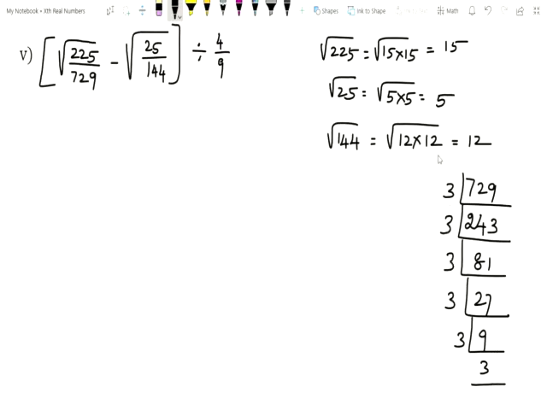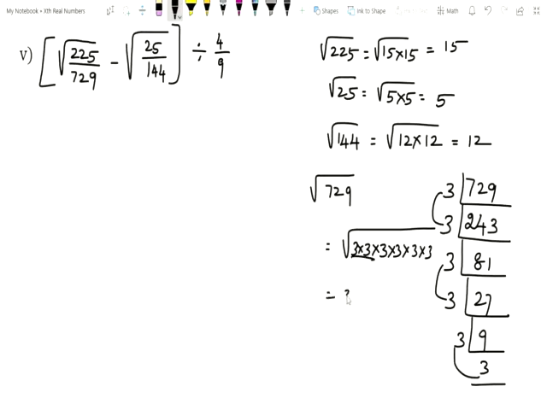Okay, so here what is given? Square root, so we take pairs. Out of each pair only one we are going to take out. So root of 729 equals root of 3 into 3 into 3 into 3 into 3 into 3. Out of this you take 1 out, out of this you take 1 out, out of this you take 1. So what will you get? 27.